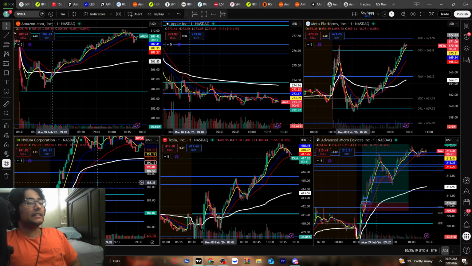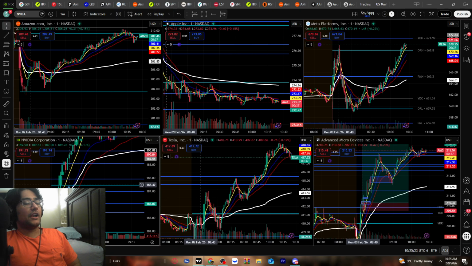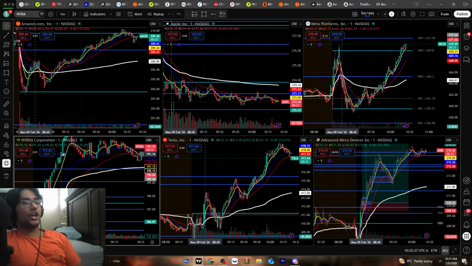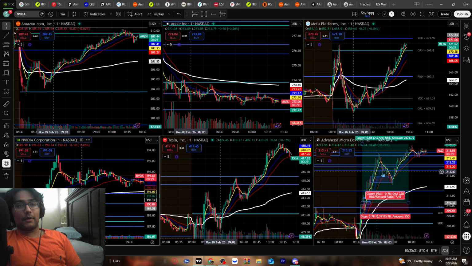I moved it. Technically, there's a second entry right here off this pullback to the fair value gap, but the better entry was for sure over here. But yeah, so I missed down like 300% on this trade, right? 200, 300%. So I won't talk about it, right?